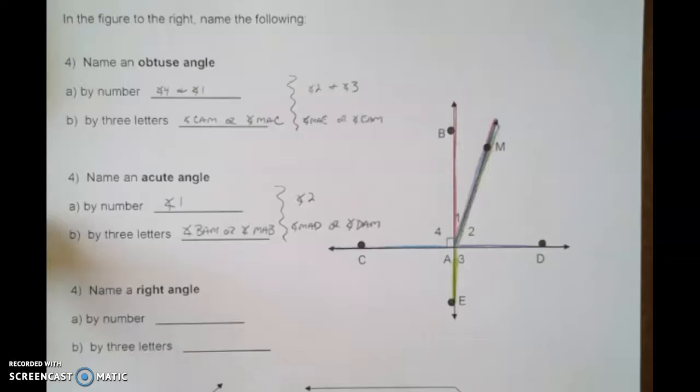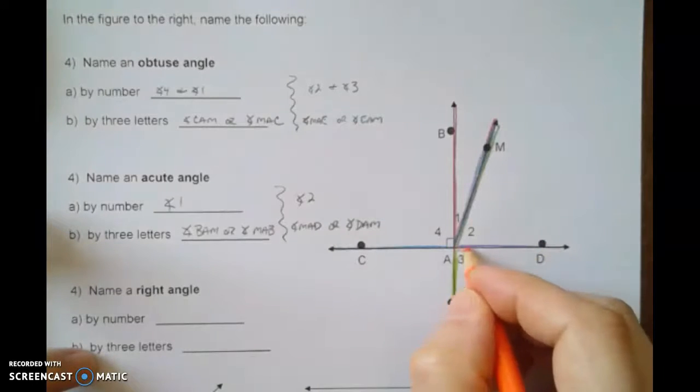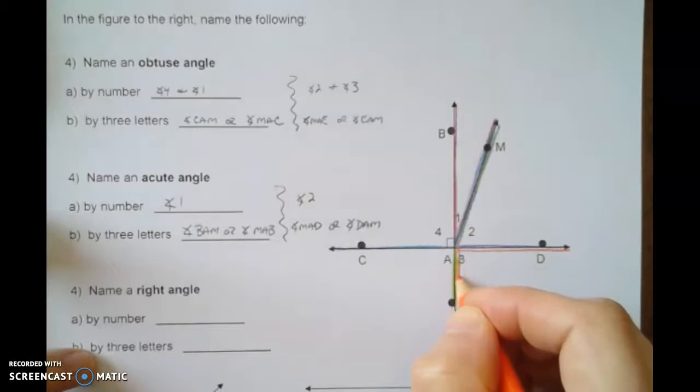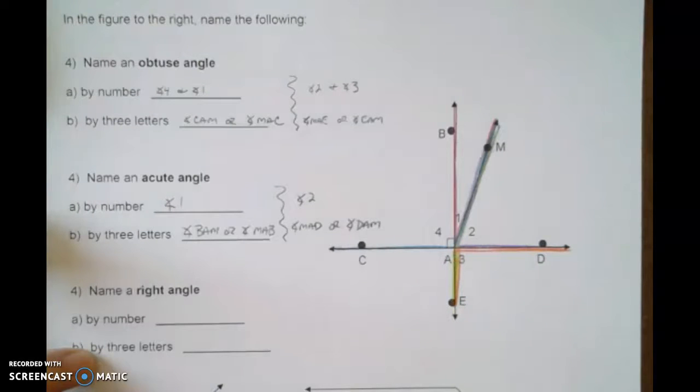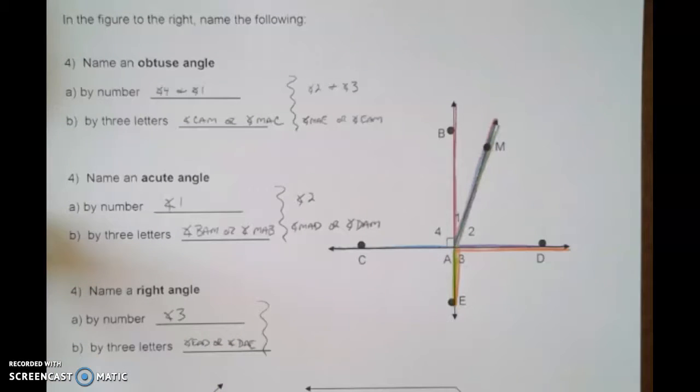Let's see if we can find a right angle, and I definitely see a right angle. Let me go ahead and use orange for that. Okay, I've got one right here that I can see. Here's a right angle. Okay, and so if I have it by number, I can see that that's angle number 3, which is angle EAD, or angle DAE. Okay, but I see another right angle in my picture, so let me use a different color.